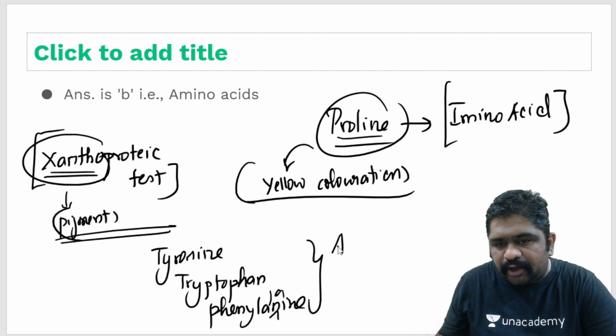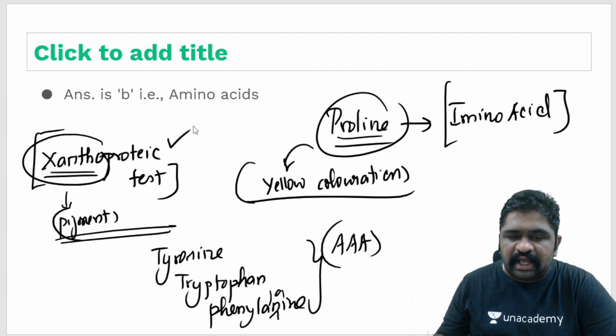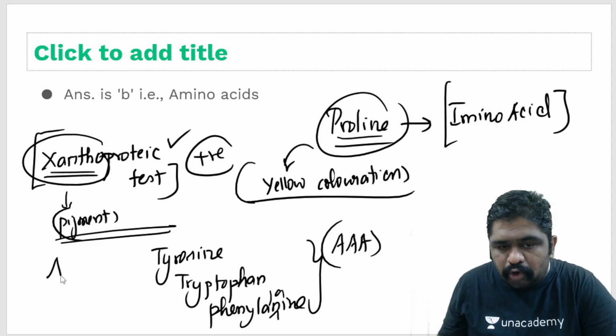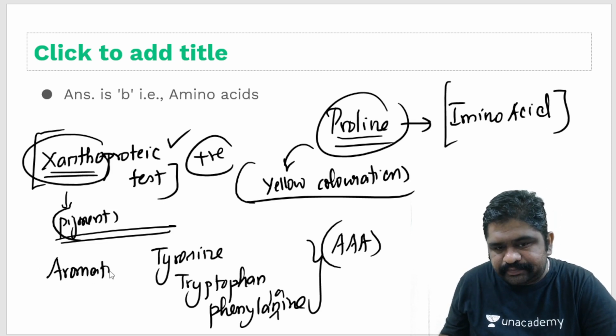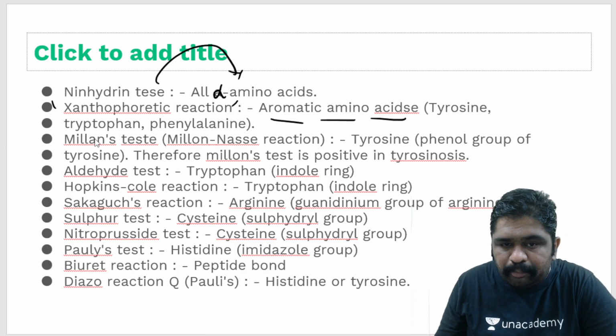All these three are aromatic amino acids and they can respond to the xanthoproteic test, and it will be a positive answer. So the xanthoproteic test is for aromatic amino acids. Okay, next you have a reaction called Millon's test.